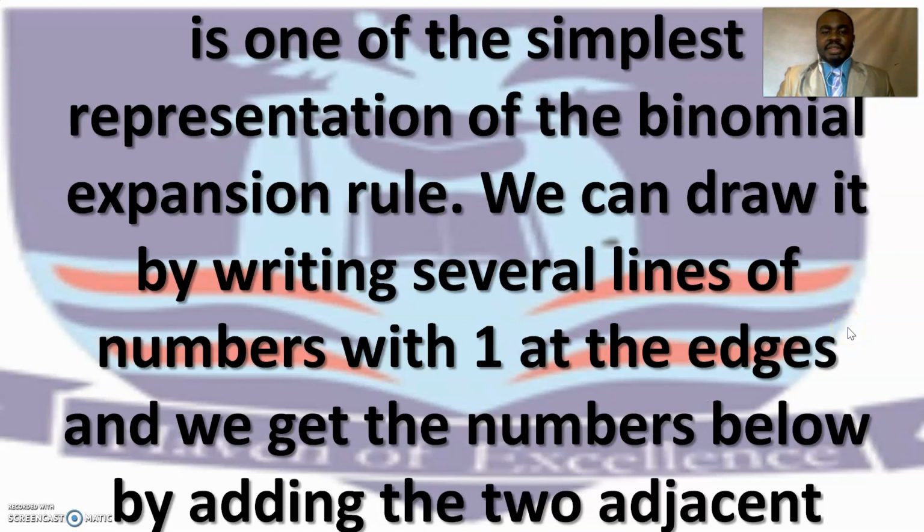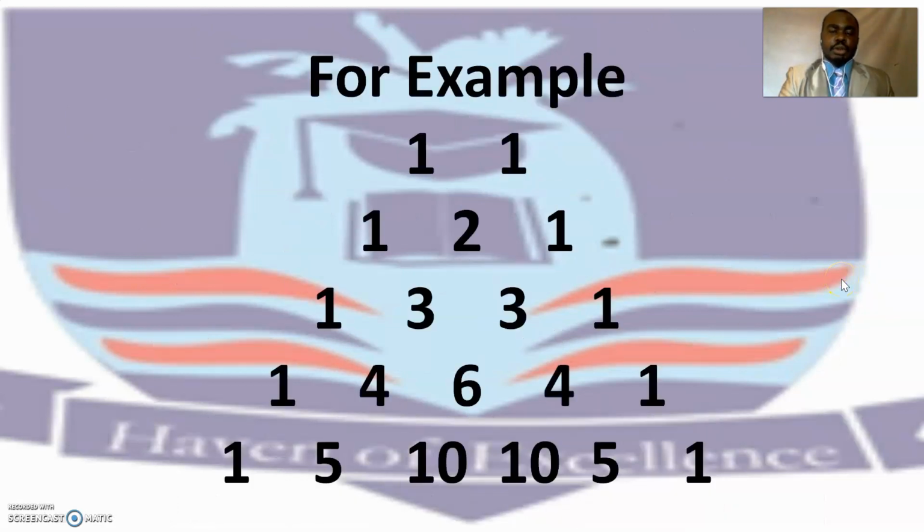So, one of the simplest representations of this expansion rule is the Pascal triangle, where we draw a triangle by writing several lines with the number 1 at the edges, and we get the number below it by adding the two adjacent numbers. Now, this is easier to understand in practice. So let us look at this.